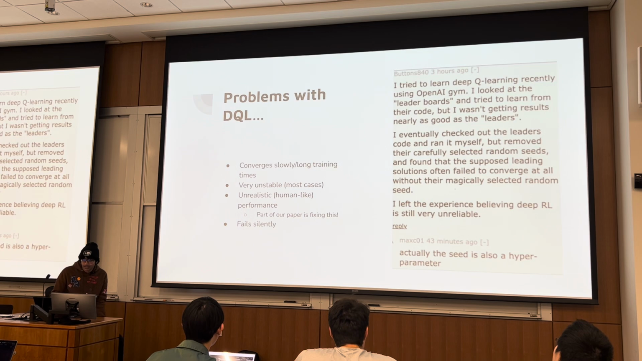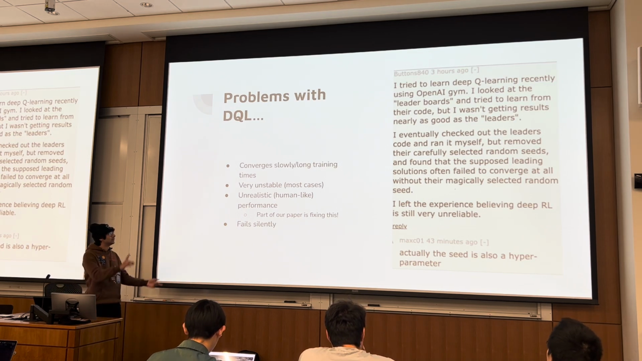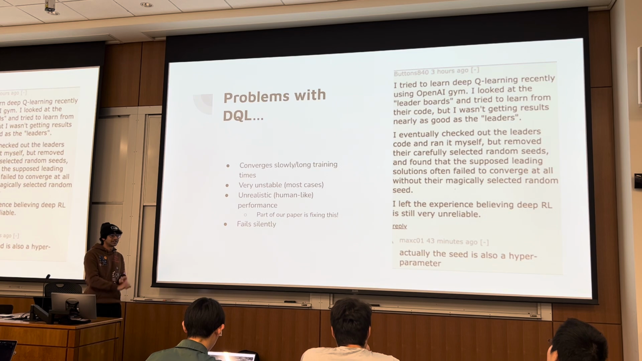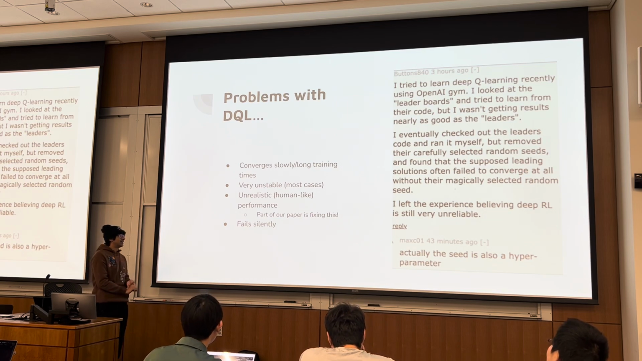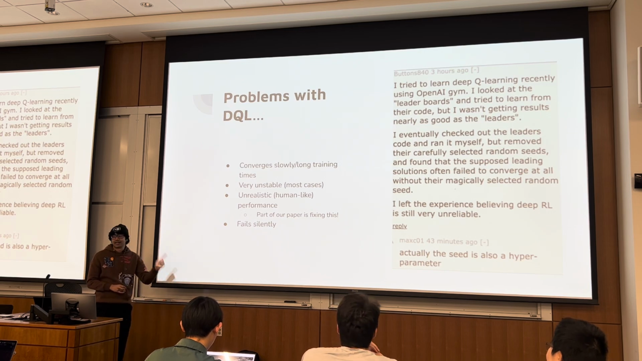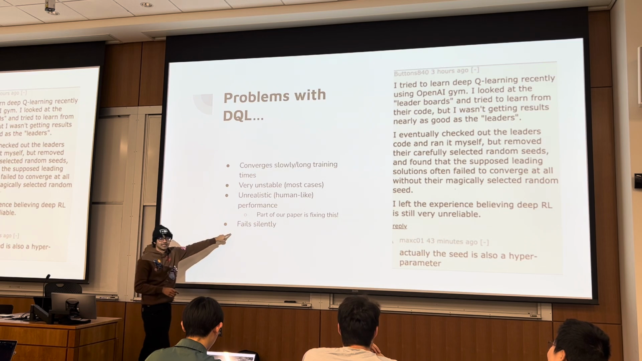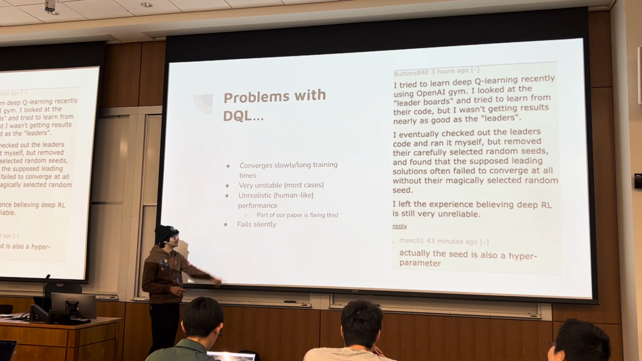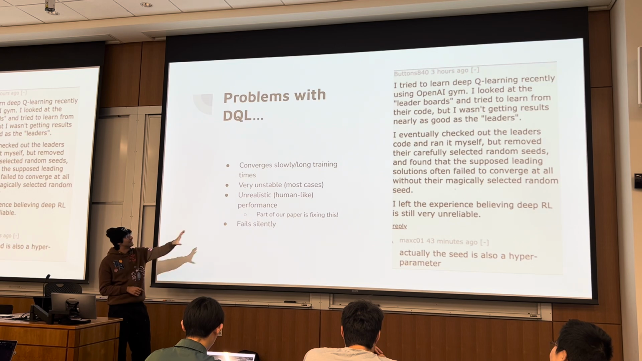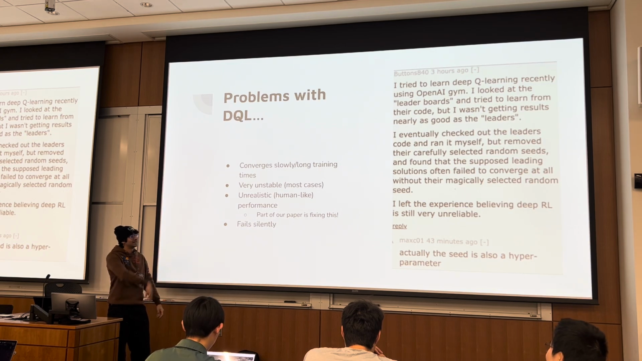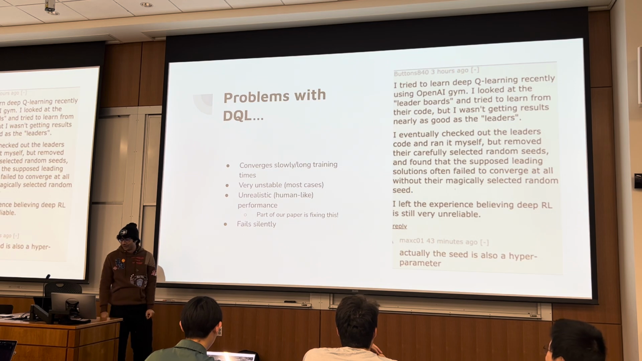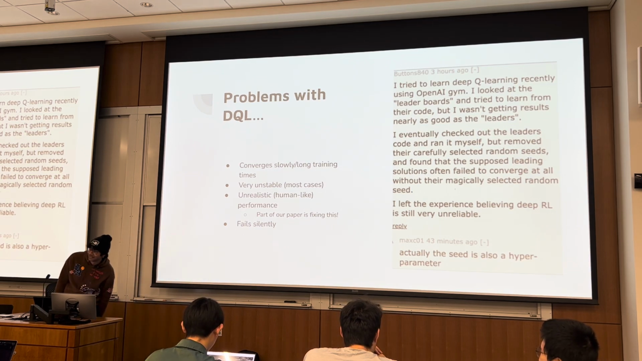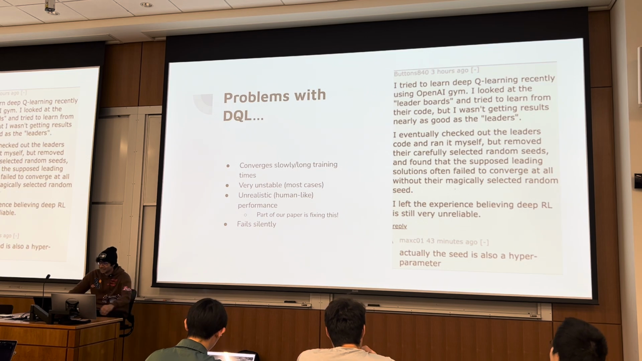But I'm going to go over some problems, because I've been introducing this as a super cool thing that can solve everything. But no, there are a lot of problems with deep Q learning. It converges super slowly. It's very unstable. It has unrealistic, non-human-like performance, like it won't act like a person would in that environment. And it also fails silently: it won't tell you that it's doing badly, but it will do badly. I can tell you for a fact it does this, and it's really annoying to debug. And this little joke right here, if you read it and find it funny, I found it funny and I was kind of sad.